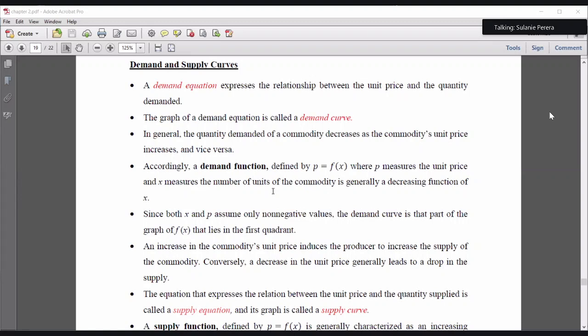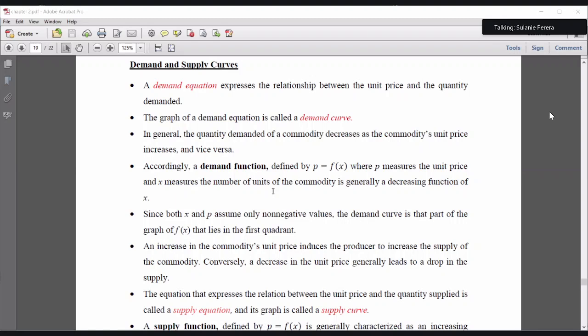And what about the supply? When the unit price increases, there will be an increase in the supply. People will try to produce more and more. For example, if corn prices increase, people will plant more and more corn, so the supply in the market will increase. And if the unit price decreases in the market, the supply will decrease. Whereas for the demand, it's the other way around.